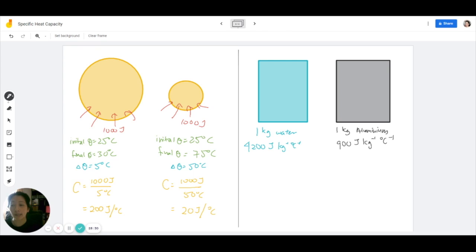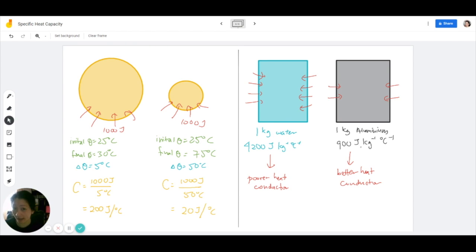That means water needs a lot more heat energy compared to aluminium if you want to change its temperature. So what does this mean? That means if you supply the same amount of heat energy, aluminium would have a greater rise in temperature. And what does this translate into physics? That means this would be a better heat conductor compared to water. That means water is a poorer heat conductor in comparison to aluminium.